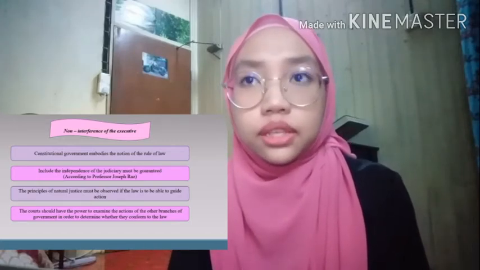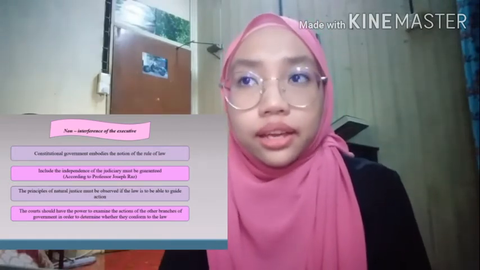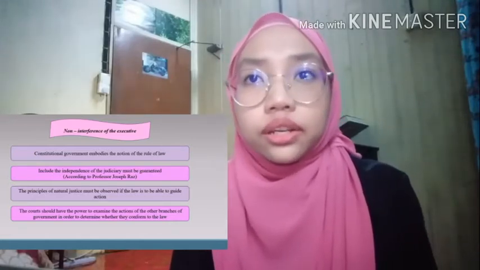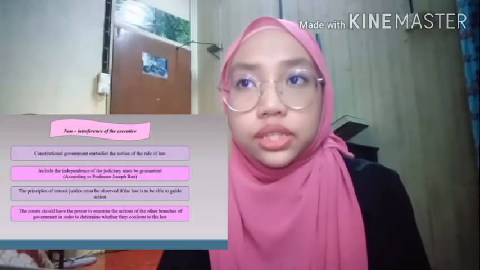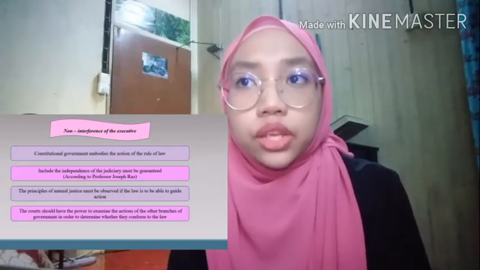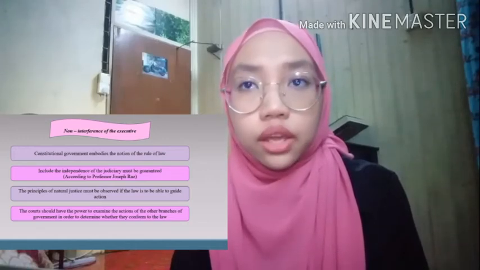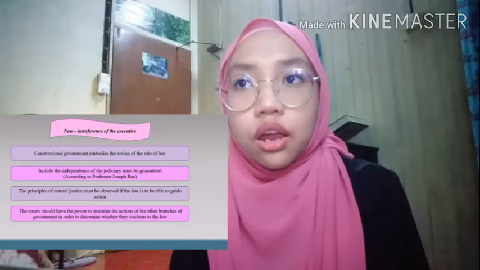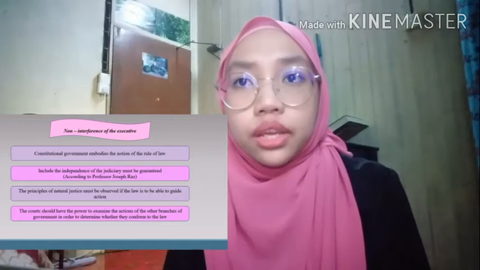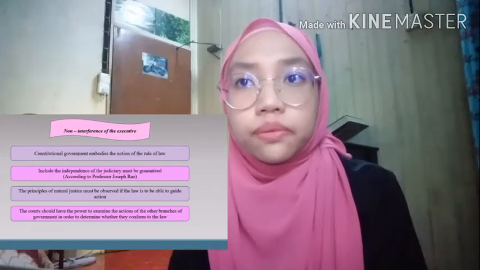Constitutional government embodies the notion of the rule of law. There are certain fundamental requirements to ensure the existence of that notion. According to Professor Joseph Raz, they include that the independence of the judiciary must be guaranteed. Next, the principles of natural justice must be observed if the law is to be able to guide action. The last one is the courts should have power to examine the actions of the other branches of the government in order to determine whether they conform to the law.